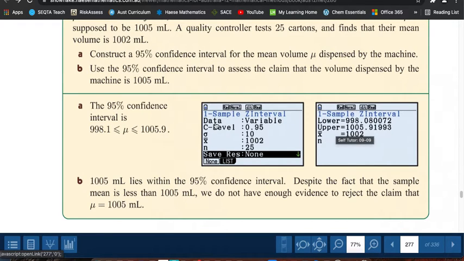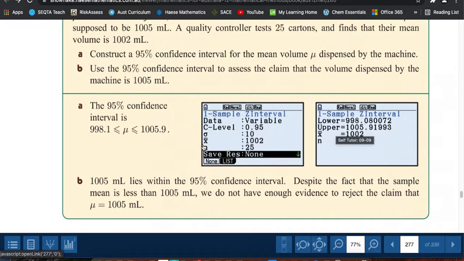But we're saying that this is the Casio, but it doesn't matter. Our confidence level is 0.95, a different spot in the Texas. The standard deviation that we use is 10. The sample mean we found was 1,002.